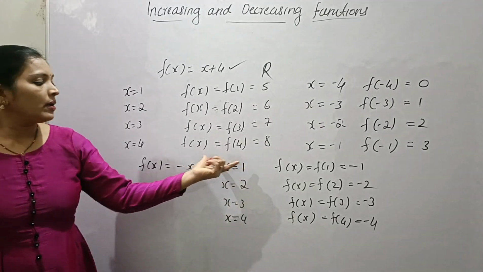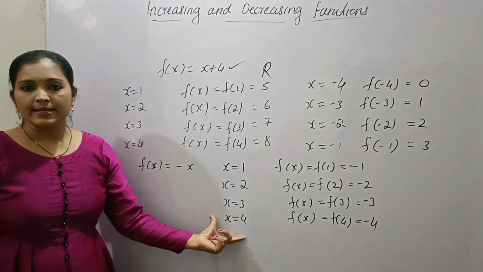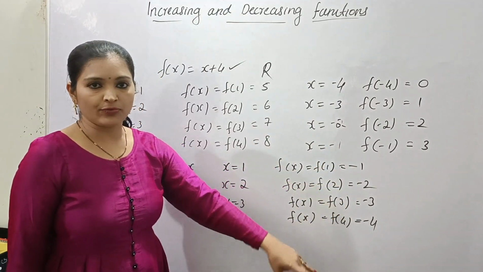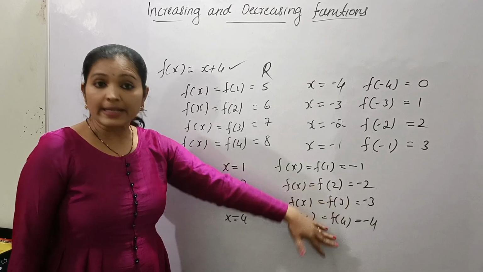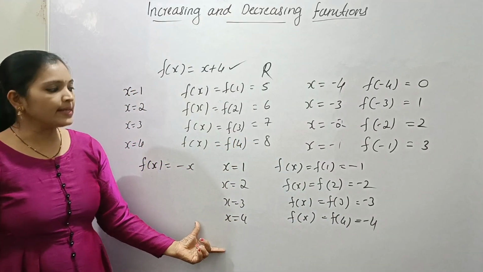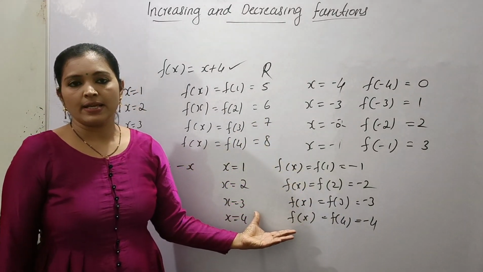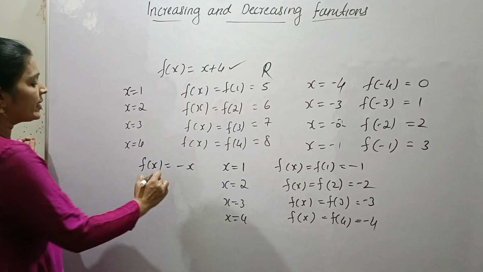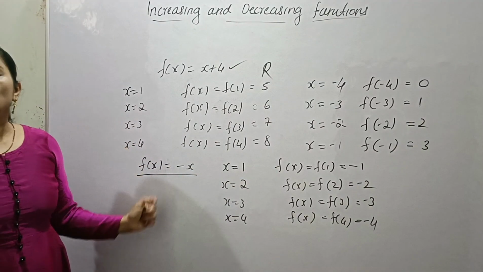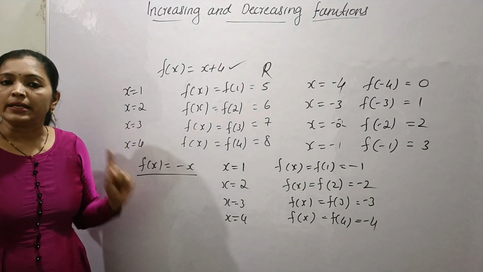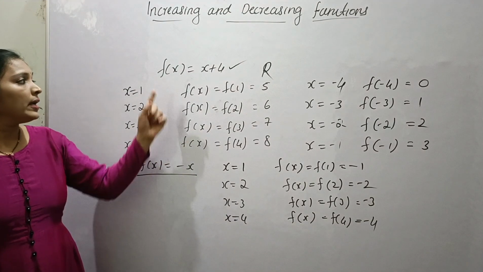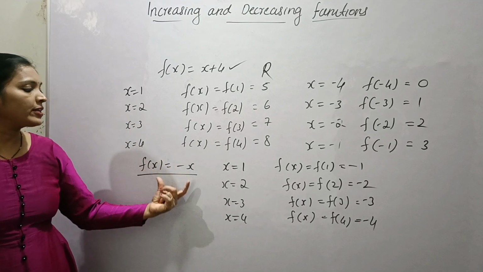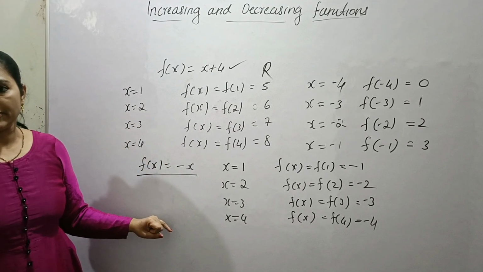See, here as x increases, f of x decreases, right? Minus 1, minus 2, minus 3, minus 4. That means it is decreasing. So as x increases, f of x decreases, and such a function is called a decreasing function. So f of x is equal to minus x is a decreasing function. Here f of x is equal to x plus 4 is an increasing function.